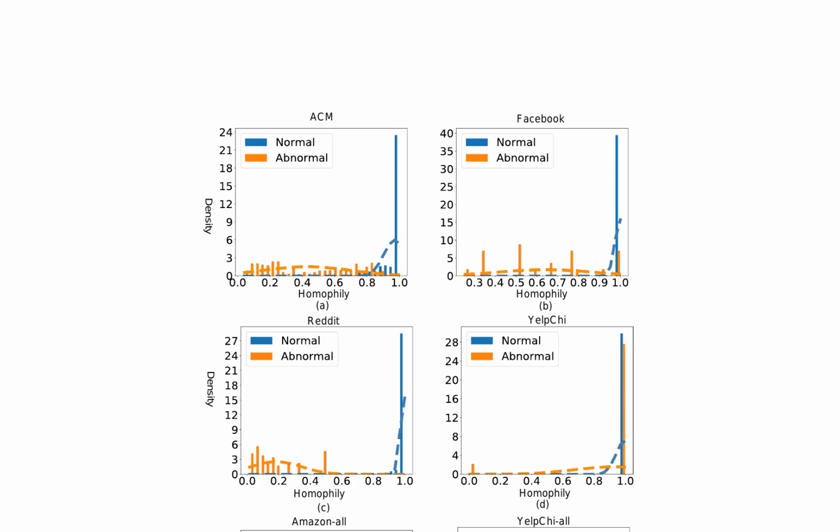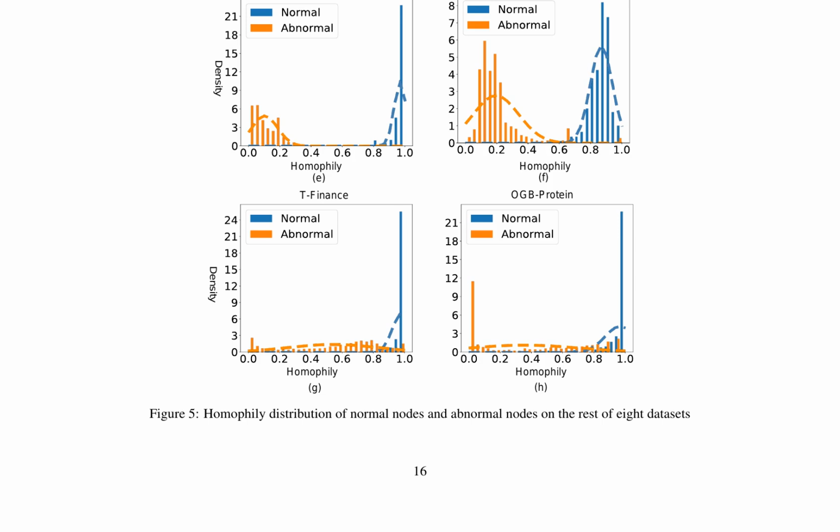Similarly, the Yelp Qiao dataset exhibits a bimodal distribution for normal nodes, indicating 2 distinct groups of nodes with different levels of homophily. The Amazon dataset displays a similar pattern to Facebook, with a higher concentration of high homophily values for normal nodes. The T-Finance and OGB Protein datasets show a more balanced distribution of homophily values for both normal and abnormal nodes, suggesting that these networks may exhibit different structural properties compared to others.